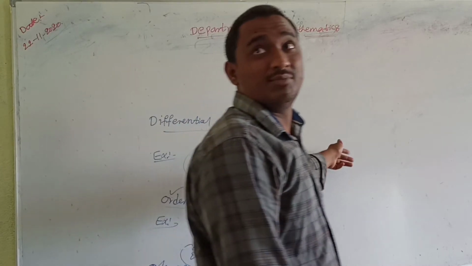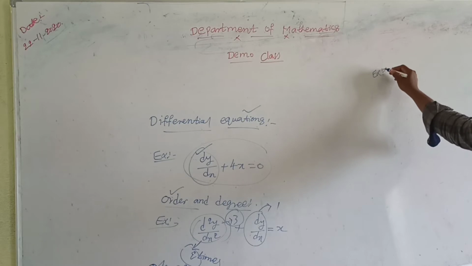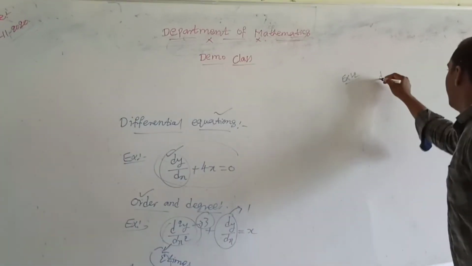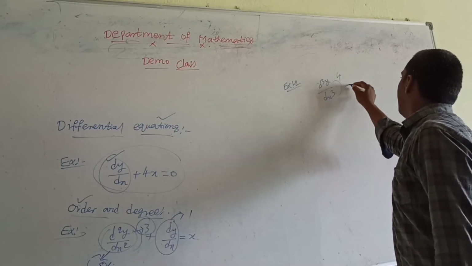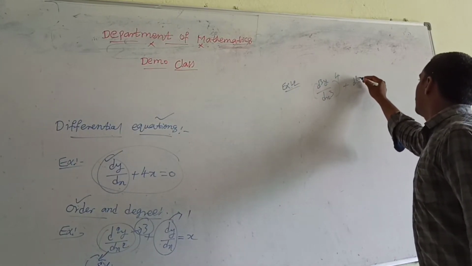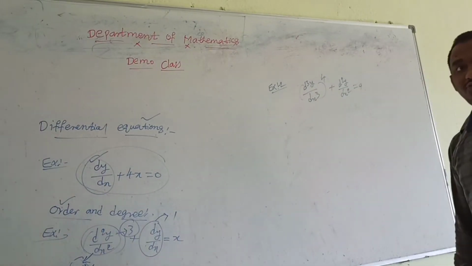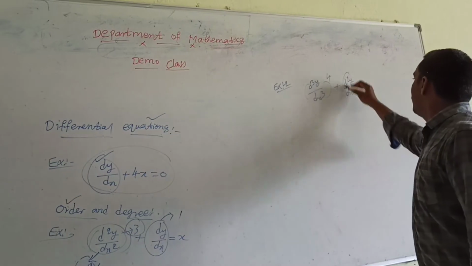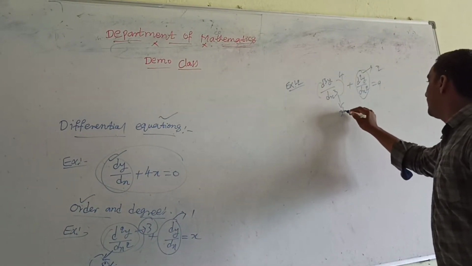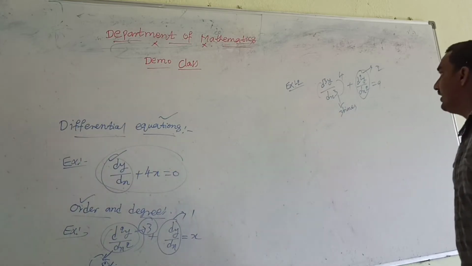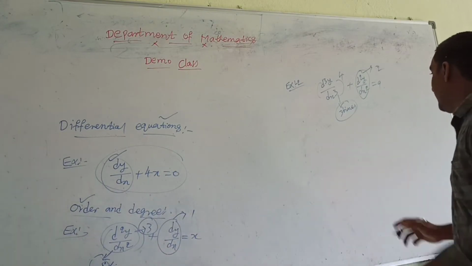I will give one more example for this one. See here, example number 2: (d cube y by dx cube) whole power 4 plus d square y by dx square is equal to 9. If you observe clearly, this term was derived 2 times, and this was derived 3 times. Here the more number of times is 3. So that means order is 3.